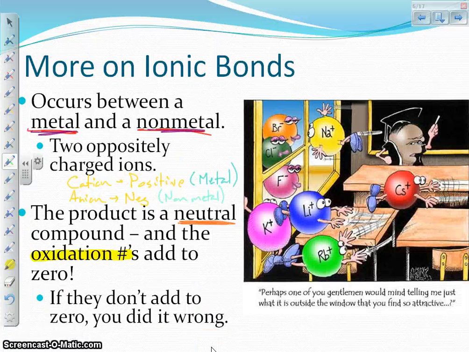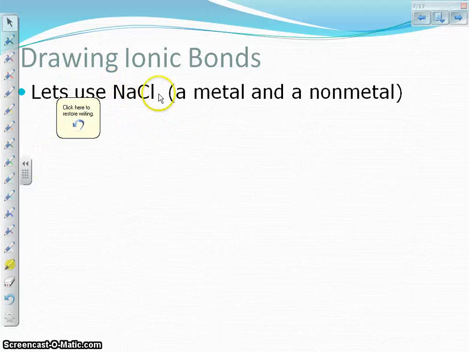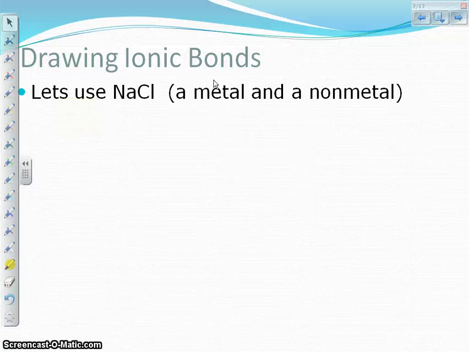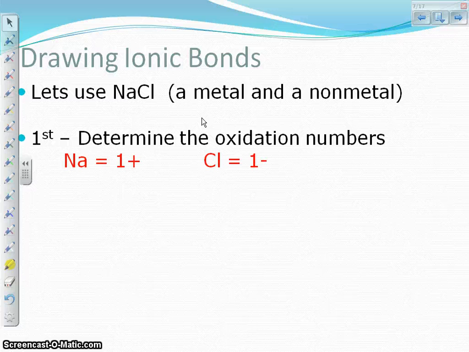So what we're going to do is practice a couple examples real quick. We're going to start off with NaCl, but we'll work our way through a couple other examples. We basically have 3 steps in determining an ionic bond. First step, figure out the oxidation numbers. When we figure out the oxidation numbers, we know that Na happens to be a +1 and Cl is a -1. And you should remember that from the last set of notes we did.